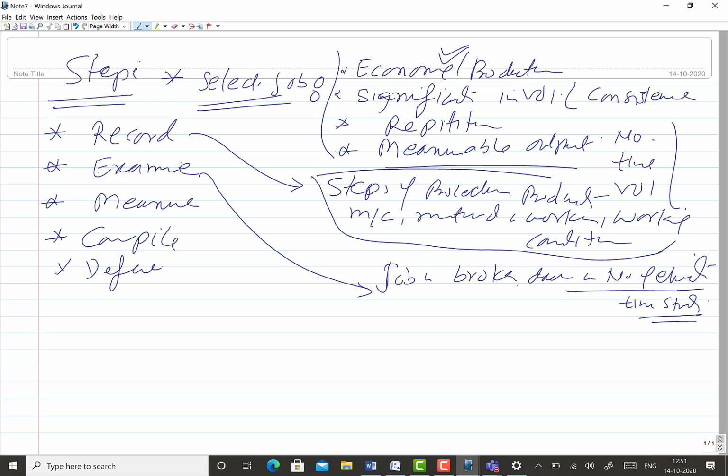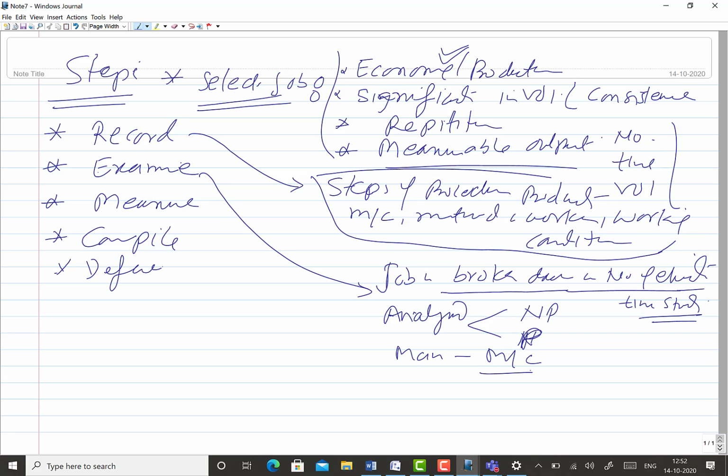Okay, so this is the examine, and once the job is broken down, it is analyzed to see what is productive and what is non-productive. Okay, so productive and non-productive elements are identified, and let me tell you how the jobs are broken. The job is broken like the man element or machine element.